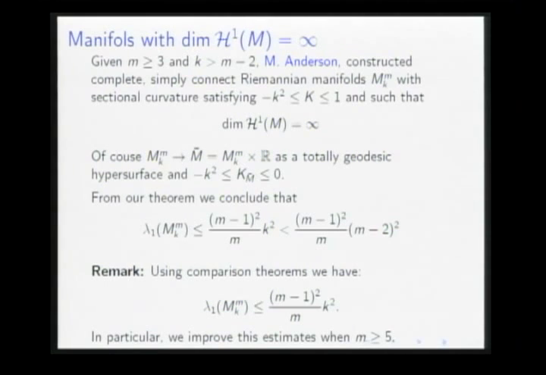And of course, using the comparison theorems, the condition on the curvature implies that the first eigenvalue satisfies, I'm sorry, using, for instance, Cheng's inequality, right? In particular, our estimate improves this estimate when m is greater than or equal to 5. And also it says that our condition is not the best, at least in dimension 3 and 4.